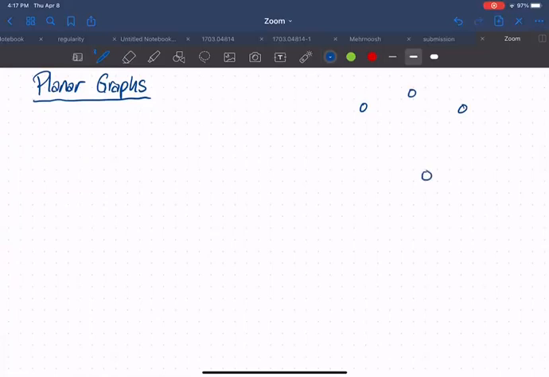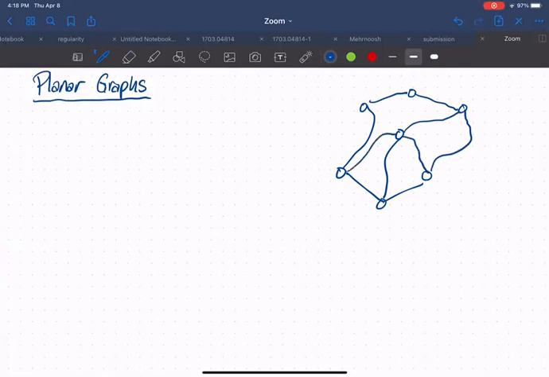So a planar graph is one that can be drawn, like in fact all of the pictures that I've drawn today, with vertices as points and edges as curves, and the only rules are that you're not allowed to have two edges that cross each other. So that means that they intersect somewhere except possibly at a common endpoint.